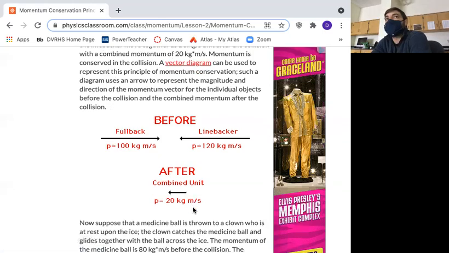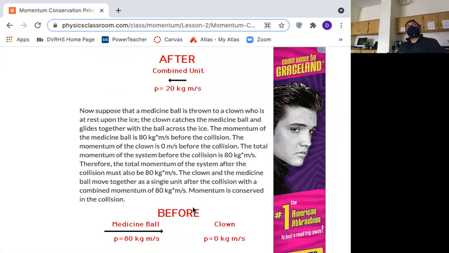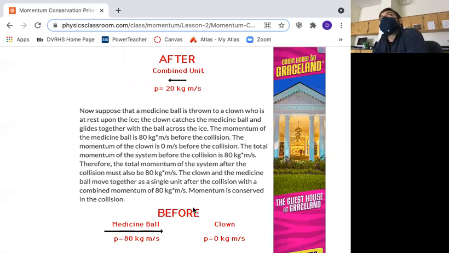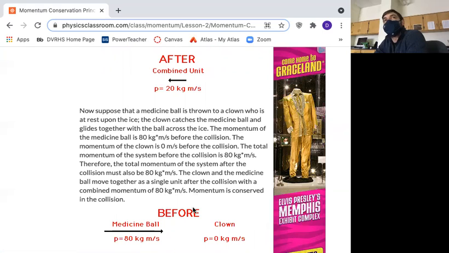Now suppose that a medicine ball is thrown to a clown who is at rest upon the ice. The clown catches the medicine ball and glides together across the ice. The momentum of the medicine ball is 80 kilogram meters per second before the collision, and the momentum of the clown is 0 meters per second before the collision.